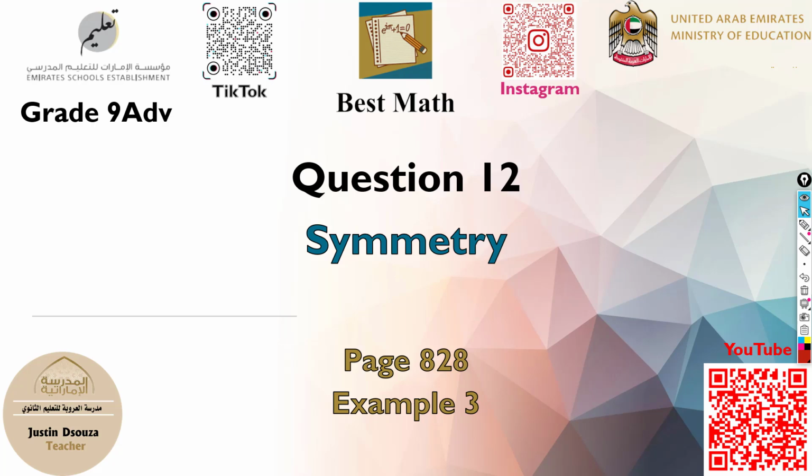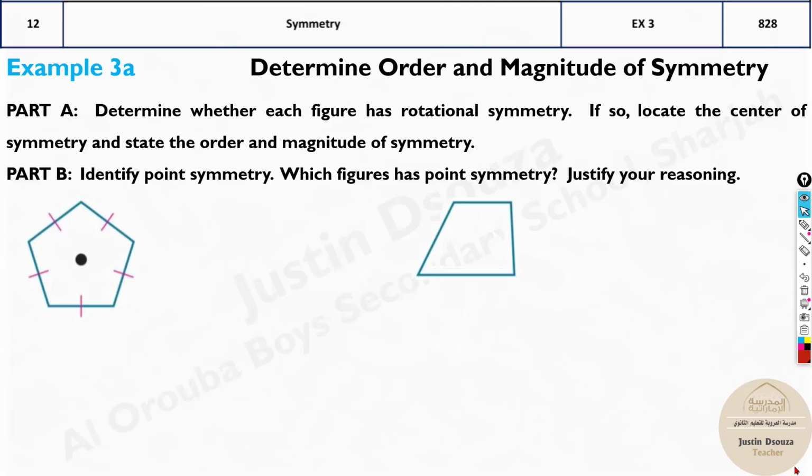In question 12, we have to know about symmetry. Rotational symmetry is what we have been asked. Here, it's not just that we need to write the center of symmetry, state the order and magnitude of symmetry, and also identify whether it's point symmetry. I'll tell you what point symmetry is.